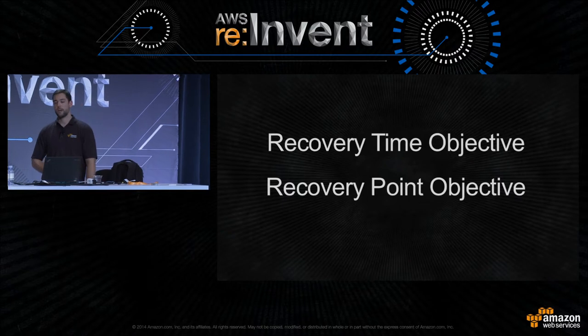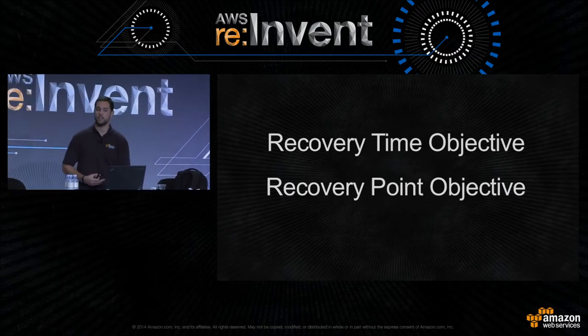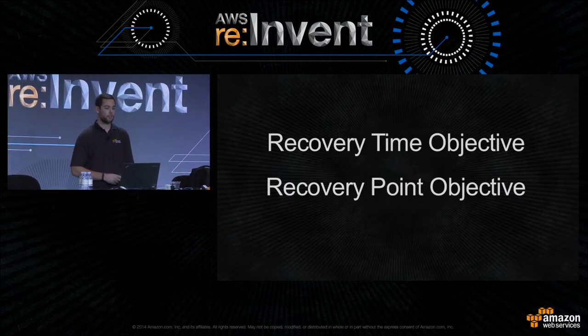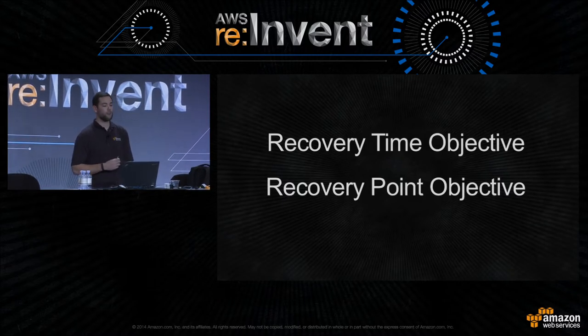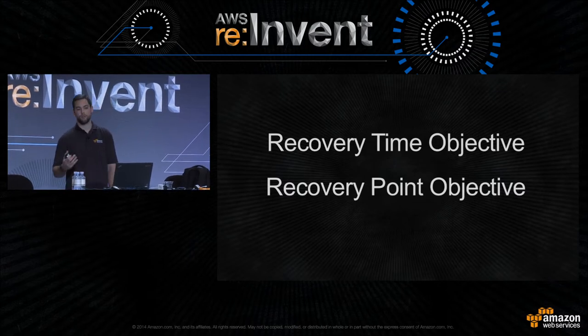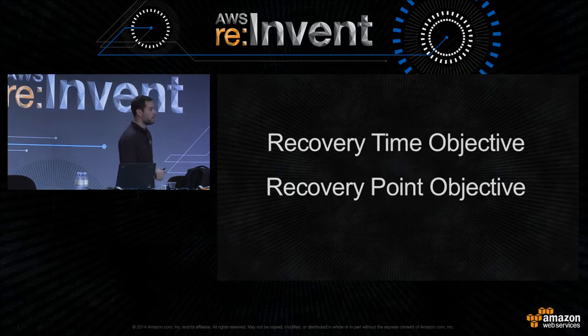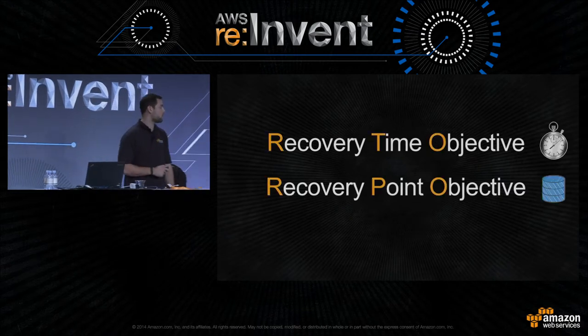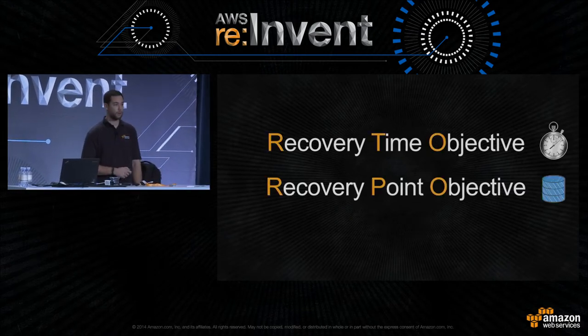RPO, or recovery point objective, is the amount of data that you can afford to lose. Okay, so recovery time objective is in minutes, hours, days. Recovery point objective is generally in minutes, hours, days of data being replicated to a database, for example, or the amount of files that you've lost if a hard drive dies. So these two terms are very important, RTO and RPO.